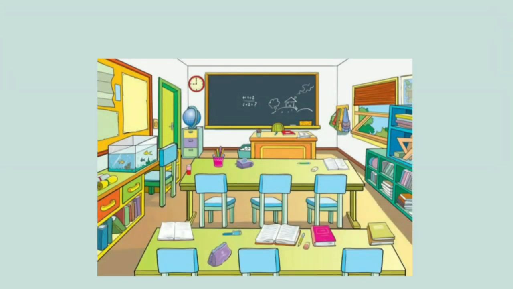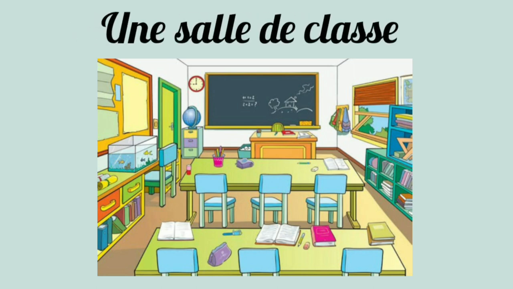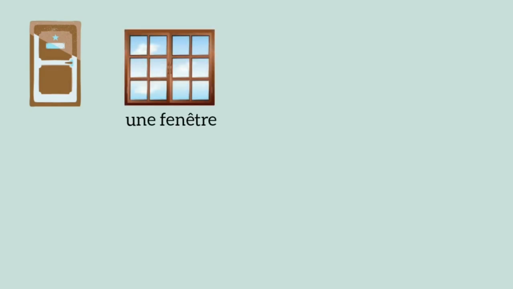Okay, let's see. This is a classroom. Classroom in French is une salle de classe. Une salle de classe. Okay, there can be a door and a window in a classroom. So, une fenêtre, this we have already done in ma maison, if you remember. Then, door is called une porte.